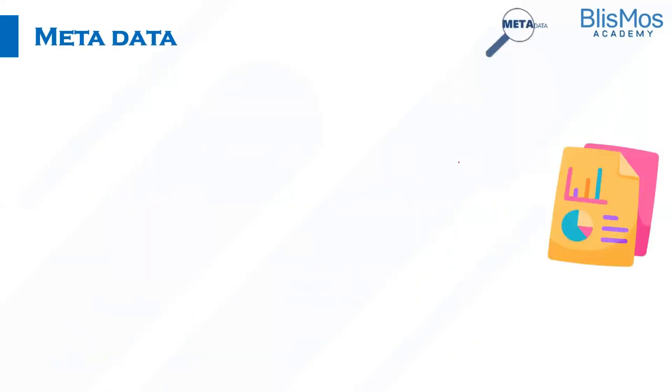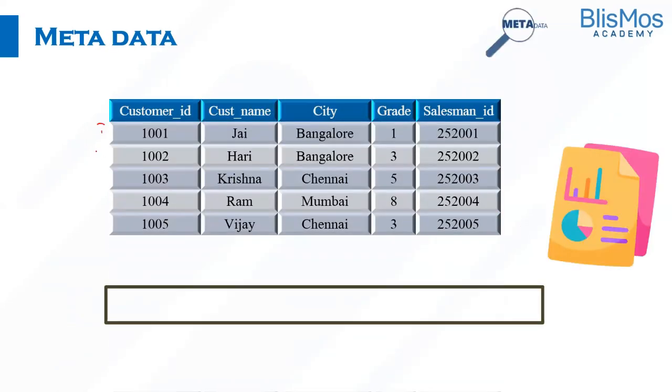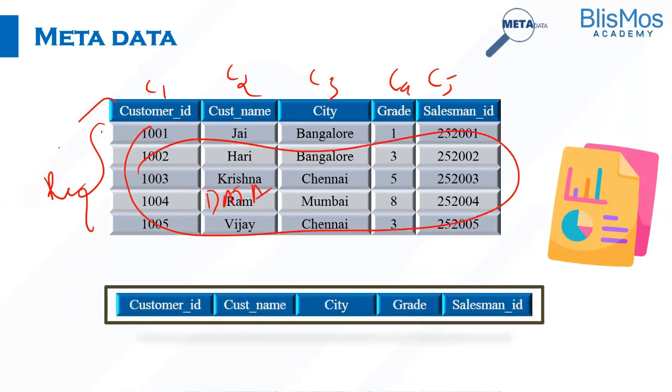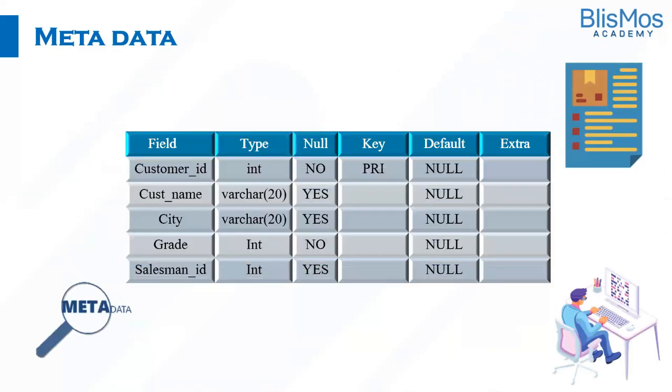If you look at the table, which has 5 records and 5 columns, this is the data and this is the metadata. These are all metadata. Extending that, metadata also consists of the type of the column, whether it can accept null values or not, which is the primary key, and what default value it can accept. All those things will be captured as a part of the metadata.